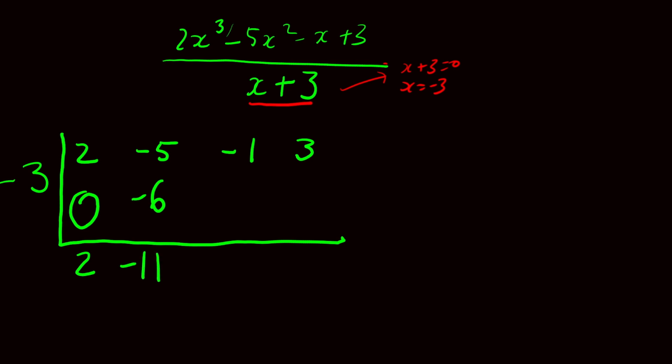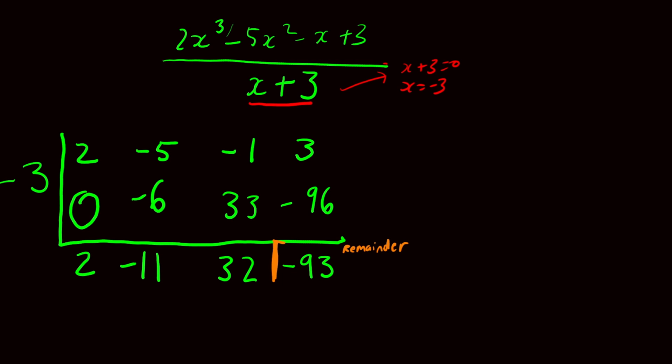Negative 3 times negative 11 is 33. Negative 1 plus 33 is 32. Negative 3 times 32 is negative 96. And 3 minus 96 is negative 93. Okay. And then make sure you remember to label this last column as our remainder.